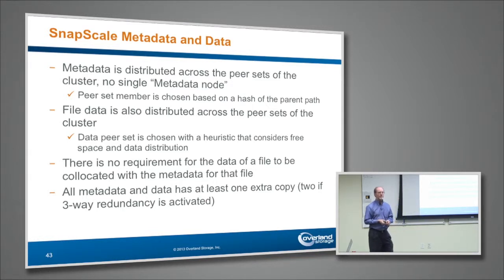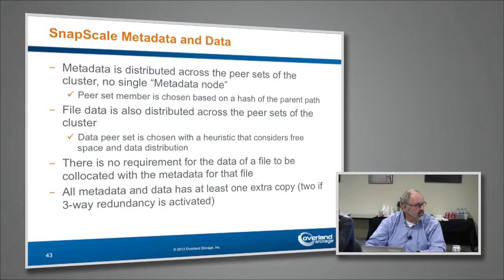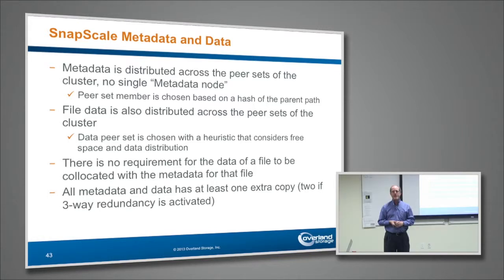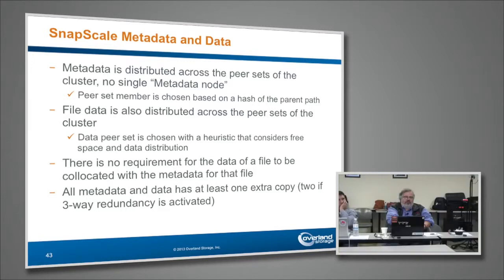Okay. So the triple or dual redundancy is a cluster-wide attribute. That's right. You've got to think about the peer sets as a building block for storage, right? The more peer sets you have, the more storage you have. You can kind of view it like a giant hard disk. Okay, but if the peer set member is chosen based on the hash of the parent path, right, then all of the files within that folder have to be stored in the same peer set. Yes.